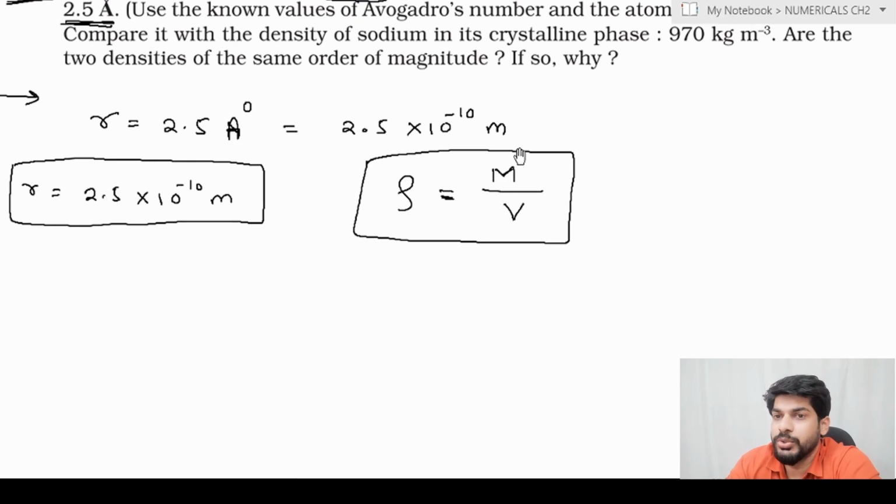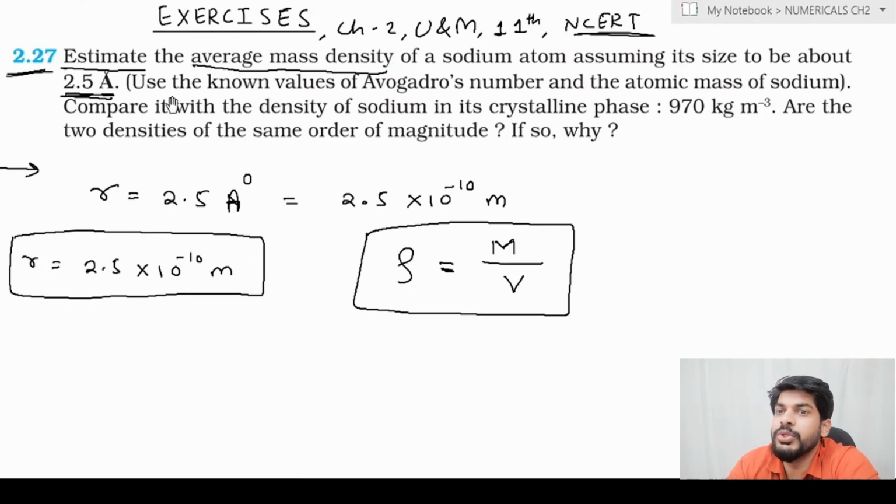So let's read it further. Use the known values of Avogadro's number and the atomic mass of sodium. Compare it with the density of sodium in its crystalline phase, that is 970 kg per meter cube. Are the two densities of the same order of magnitude? If so, why? So that is our question right now, and we have to answer it. So let's do this. This is going to be fun.